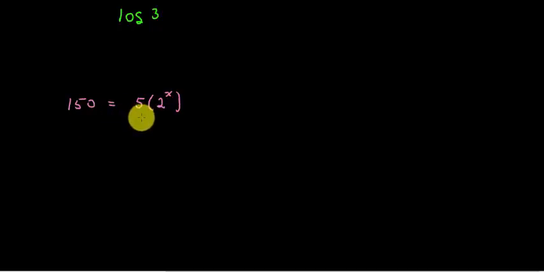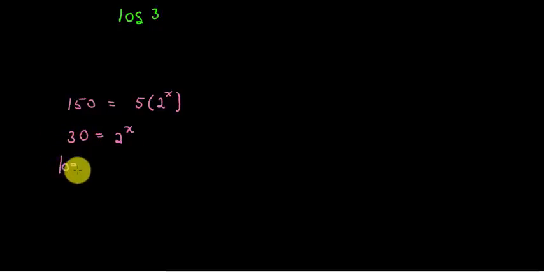And 150 divided by 5 is going to give me 30. So I have 30 is equal to 2 to the power of x. And then what I could do is I could say, well, I'm just going to take the logarithm. If these guys are equal, there's only one value of x that can make 2 to the power of x equal to 30. Logarithms are 1 to 1. And so I'm just going to take the log base 2 of both sides.